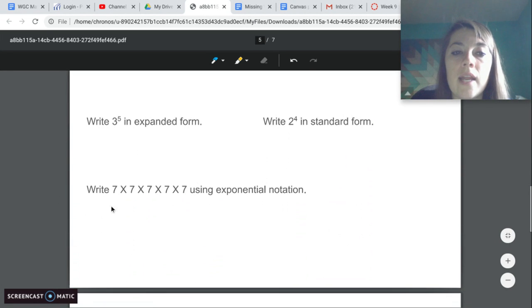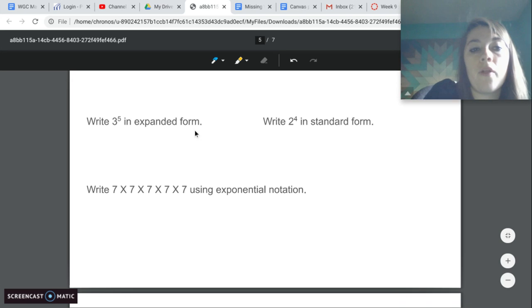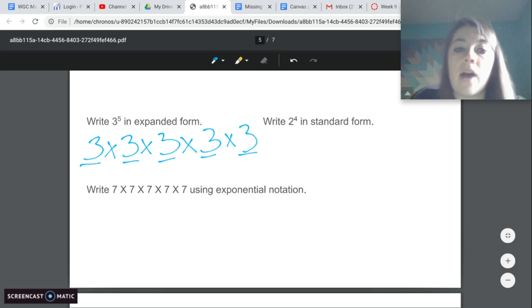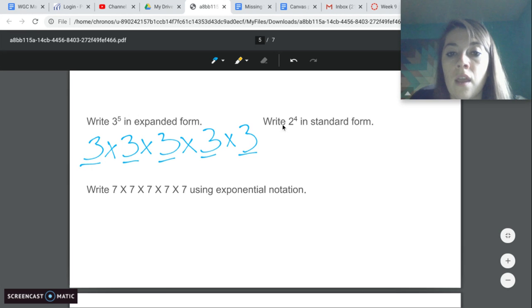We want to write 3 to the 5th power in expanded form. Well, 3 is our base number, so 3 times 3 times 3 times 3 times 3, because it's to the 5th power, so we need 5 of them. 1, 2, 3, 4, 5. So this would be 3 to the 5th in expanded form.